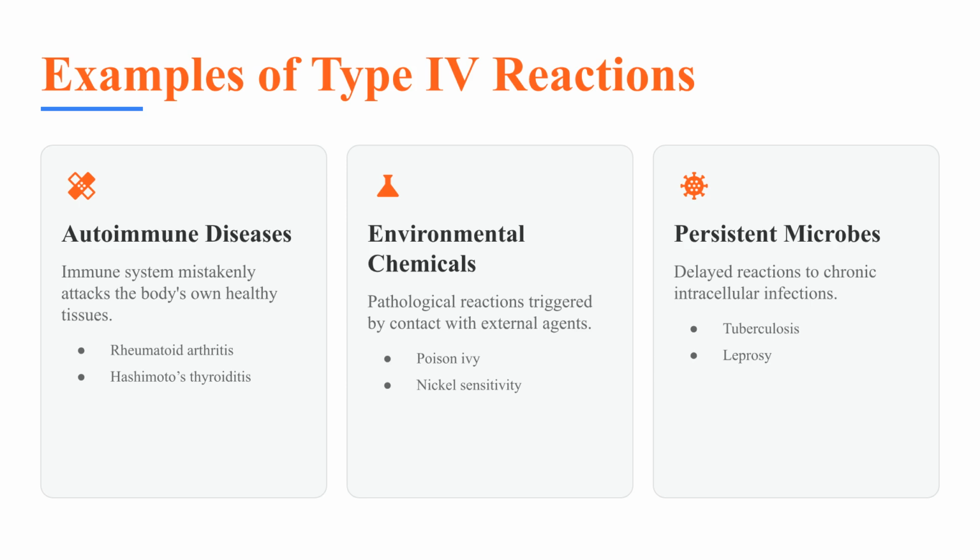And there are certain persistent microbes such as Mycobacterium tuberculosis or Mycobacterium leprae, where the immune cells encounter these stubborn intracellular pathogens and cannot easily clear them, so it deploys a chronic type 4 response to clear those organisms.